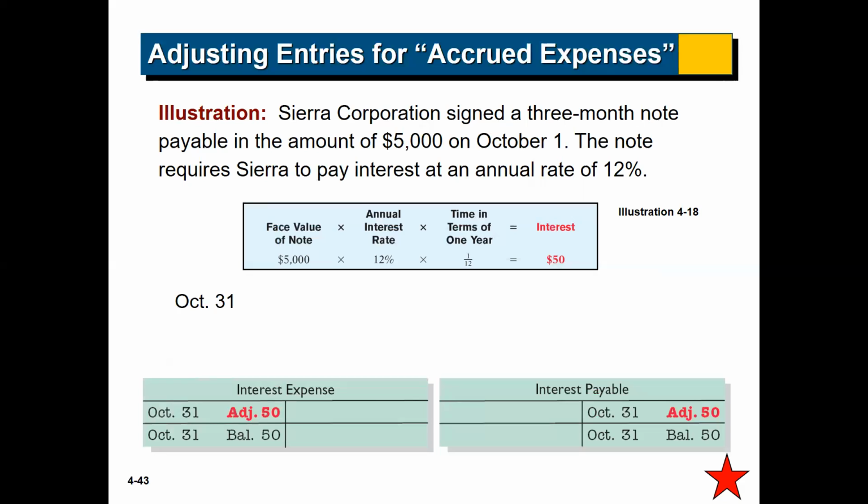So what we do for this is we debit interest expense, $50, and we credit interest payable, $50. So we're going to have to pay that interest down the line. Any questions about that one? You will see that one again.